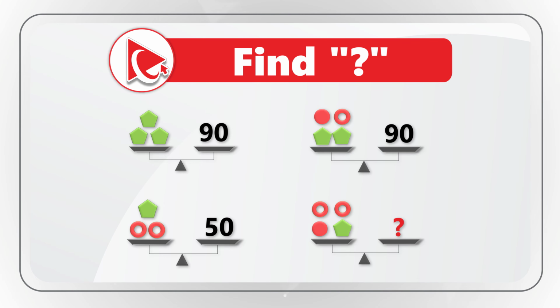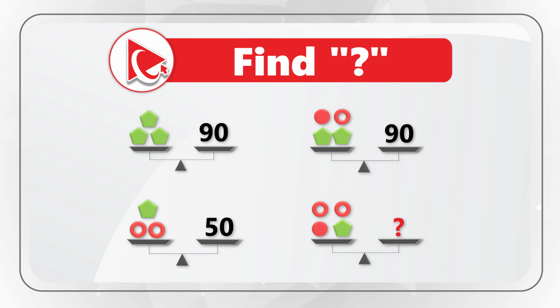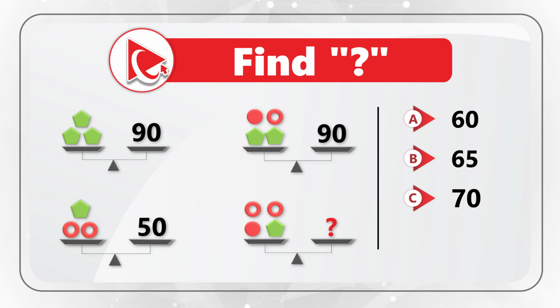And then the last scale contains 1 pentagon, 1 circle, and 2 bagels on the left, and a missing number on the right. You need to select the missing number out of 4 different choices. Choice A, 60. Choice B, 65. Choice C, 70. And then choice D, 75. Take a close look to see if you can do the calculations and come up with the right solution.